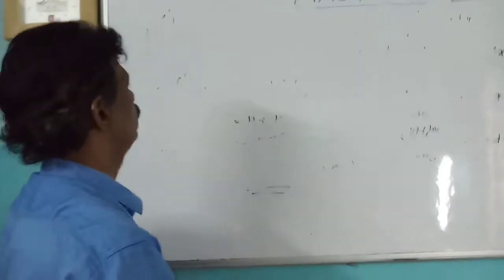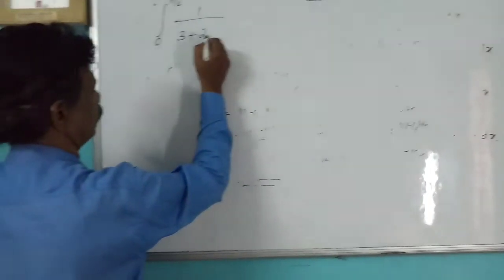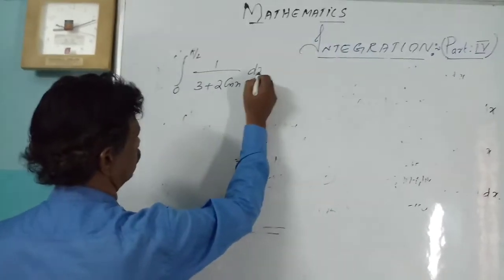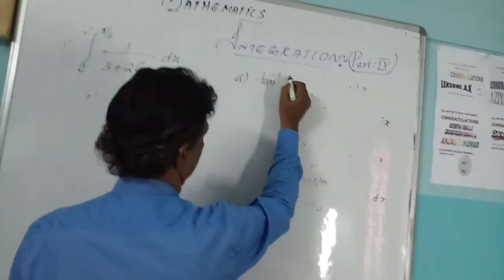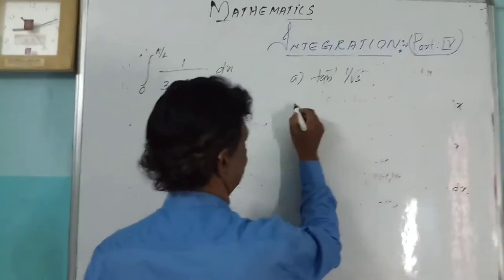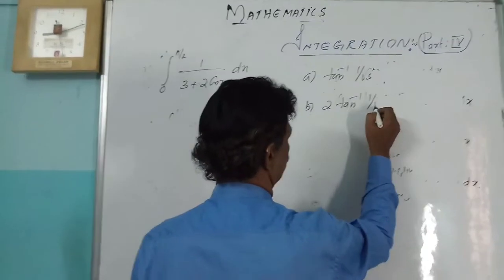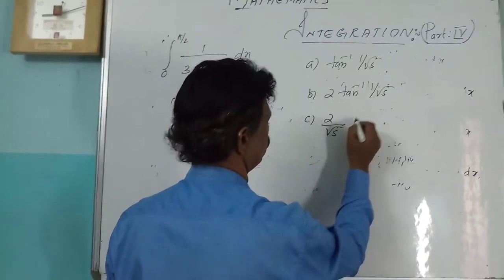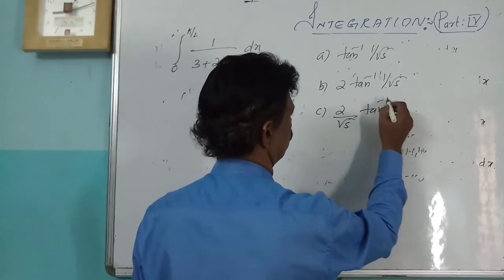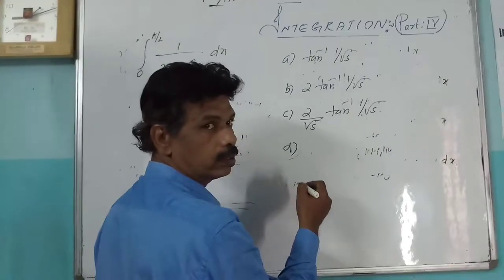Integral 0 to pi by 2, 1 by 3 plus 2 cos x dx. Choices: tan inverse 1 by root 5; 2 tan inverse 1 by root 5; 2 by root 5 into tan inverse 1 by root 5; and the last choice.